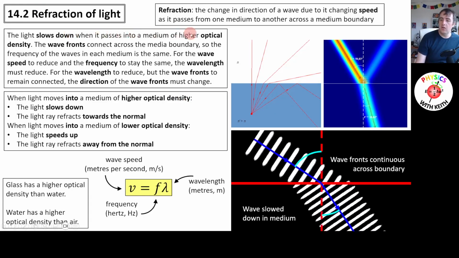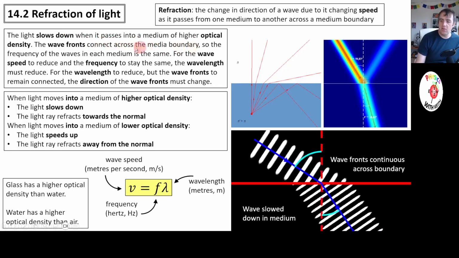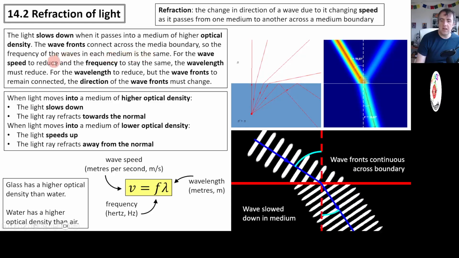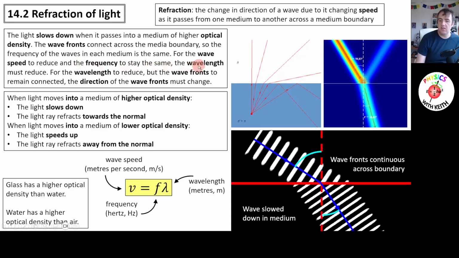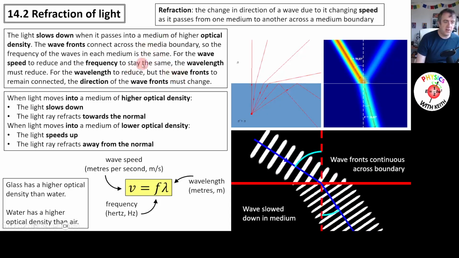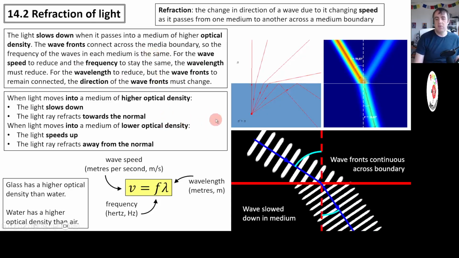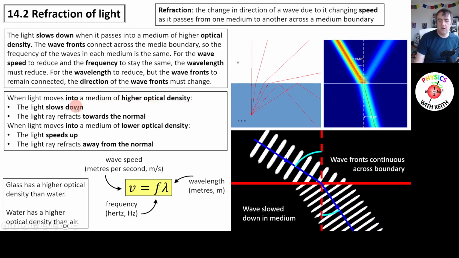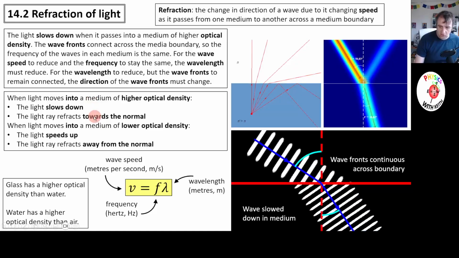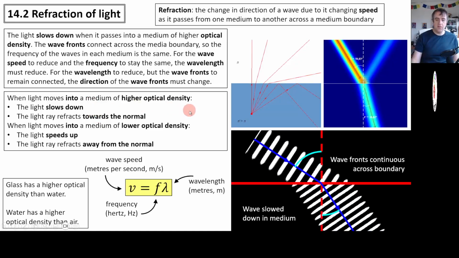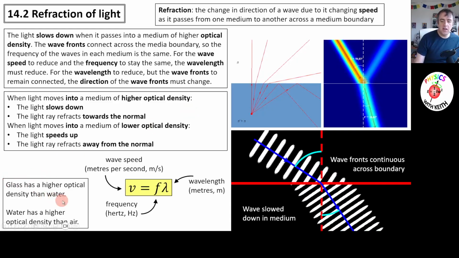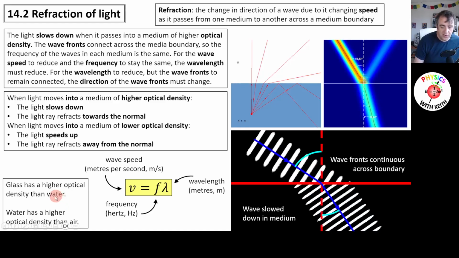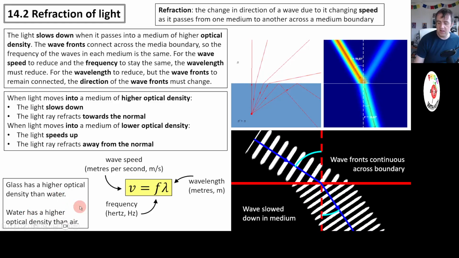So light slows down, we've covered that. Wavefronts connect across the boundary. Frequency in each medium is the same. Wave speed reduces, frequency stays the same, wavelength must reduce. This is all just the stuff I've already said. And then a reminder that when you move into a medium of higher optical density, light slows down, so you refract towards the normal, and vice versa. Glass has a higher optical density than water. Water has a higher optical density than air.